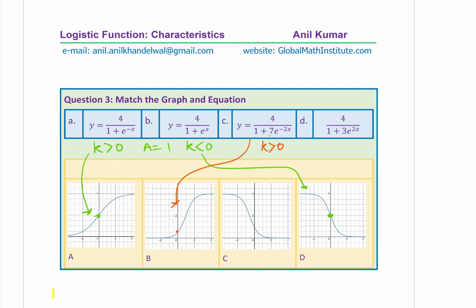And now let's look into the last equation, which is 4 over 1 plus 3 e to the power of 2x. So in this case, the value of k is less than 0, and so it is a decreasing function. And we also see that the value of a is greater than 1, and therefore the y-intercept is below the midpoint value, right? So that is how you could match your graphs. I hope you have a clear understanding of how to correlate this particular logistic equation with the graph.